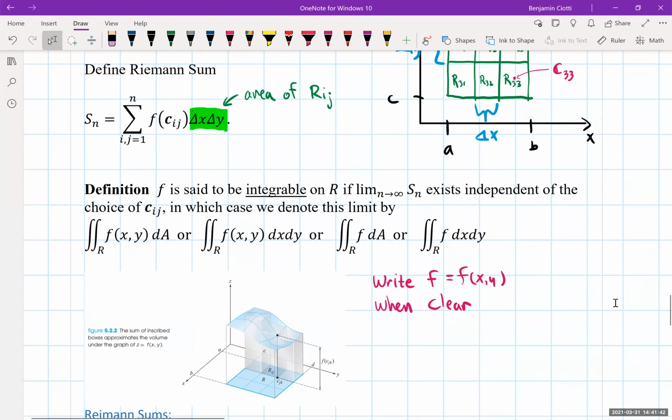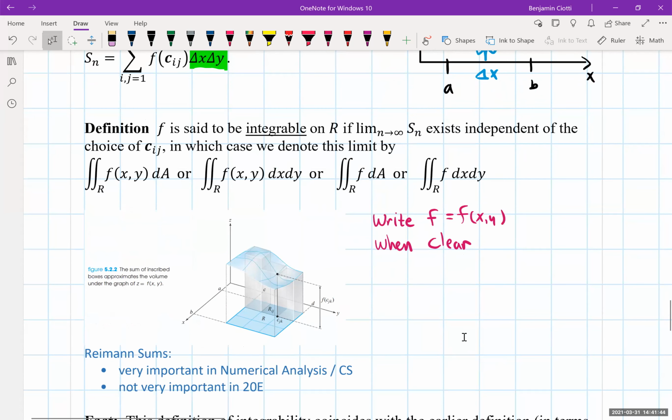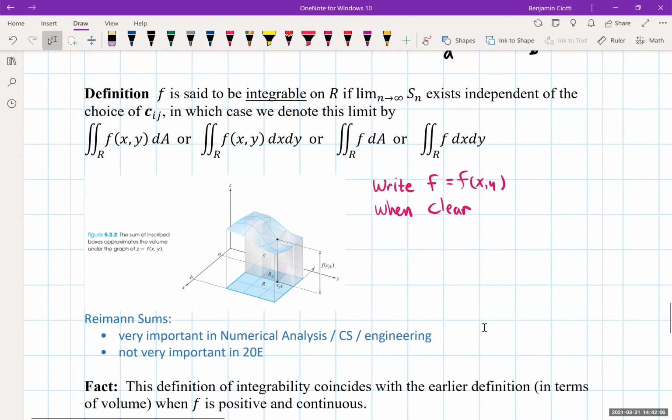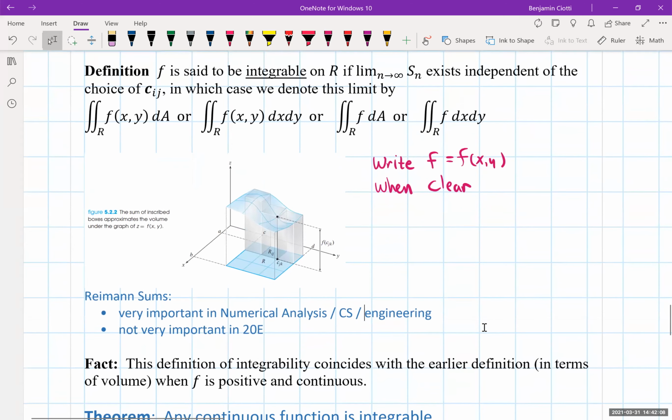Moreover, these are very important, just not so much for this class, but Riemann sums are super important for numerical analysis, CS, engineering, pretty much anything numerical, they're really useful for. So just throwing that out there, you may very well end up working with these one day.